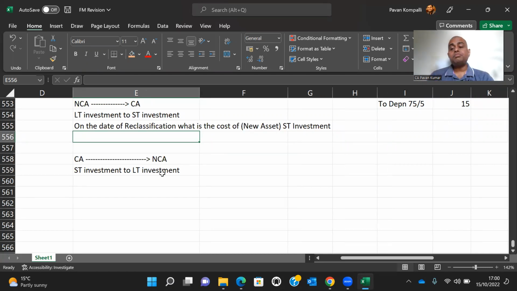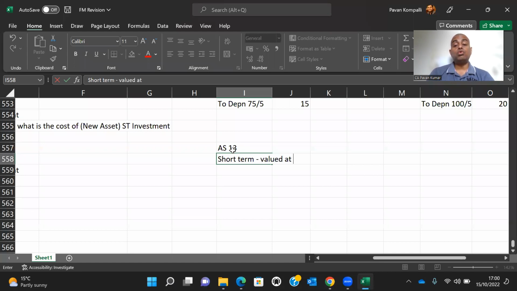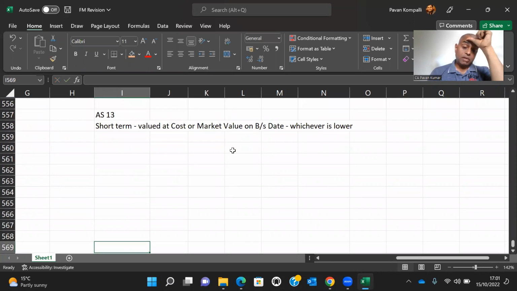Okay. Now, as per accounting standard 13, can I say short-term investments are to be valued at cost or market value on the balance sheet date, whichever is lower? Okay, this is called MTM. In stock market language, it is called MTM.